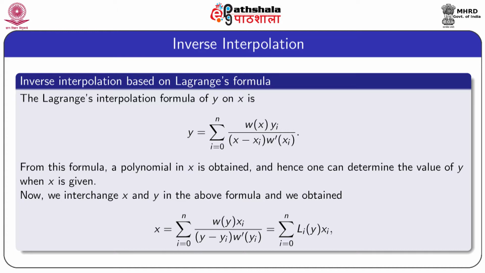Now, we interchange x and y in the above formula, and we obtain the following formula. That means we get the value of x equal to summation i equal to 0 to n, w(y) into xi, whole divided by (y minus yi) into w dash at yi, which can be written as summation i equal to 0 to n, li(y) into xi, where li(y) is called the Lagrangian function on y.